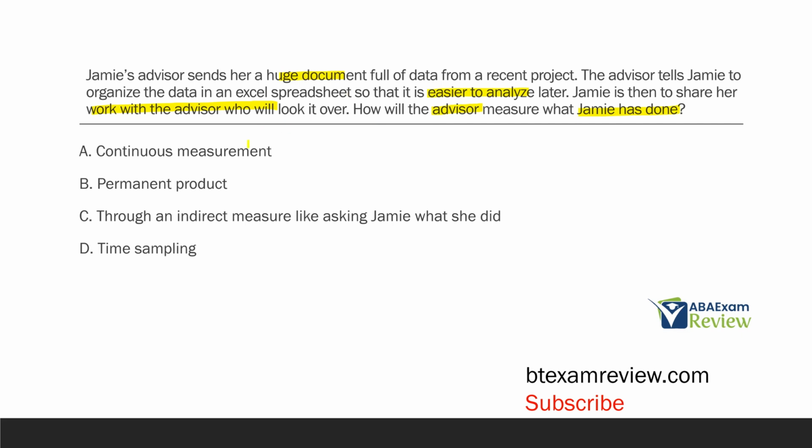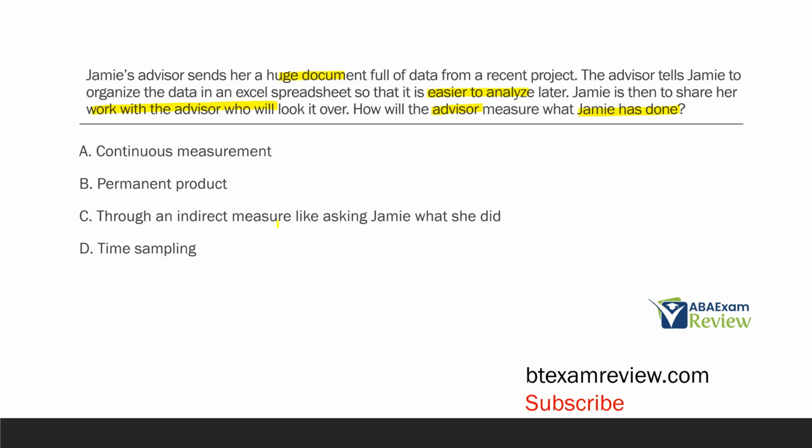So if we look at A, continuous measurement includes things like duration, inter-response time, latency, rate, and frequency. It's when we measure every instance or occurrence of behavior. And for continuous measurement, we have to actually observe the behavior happen. In this case, the advisor is not actually observing the behavior happening. She's observing the outcome, the product, or the result. And so B is much more applicable. When Jamie sends over what she's done, the advisor will then look at the permanent product and measure Jamie's work.